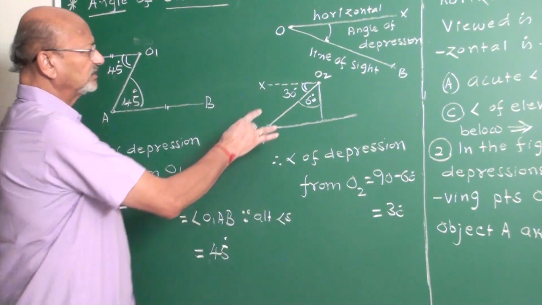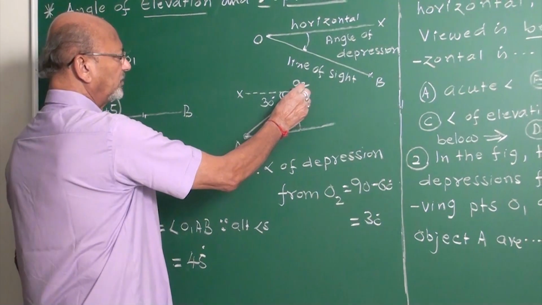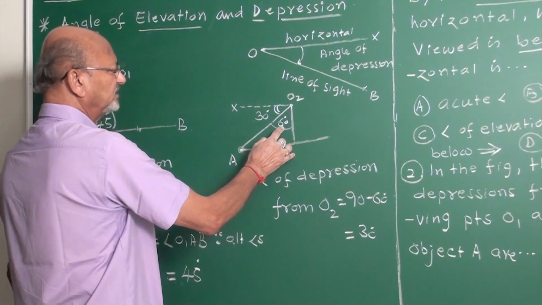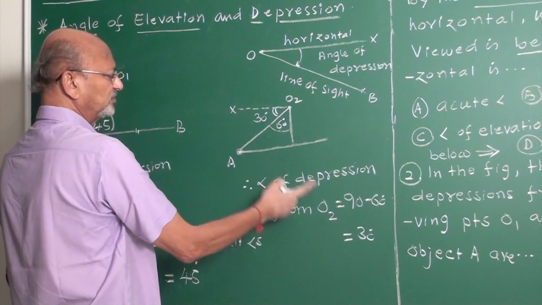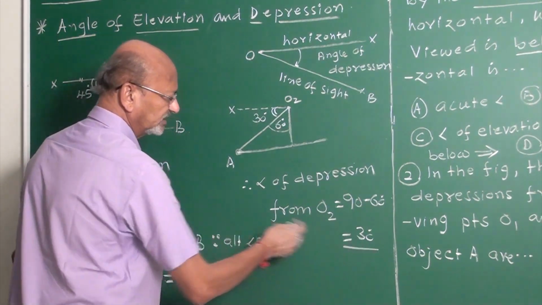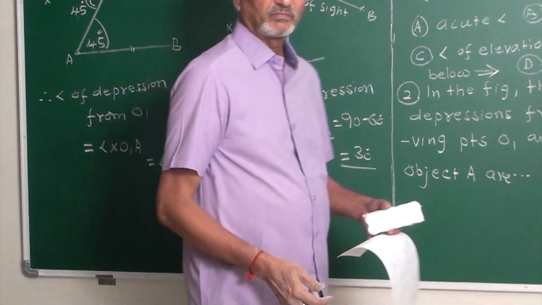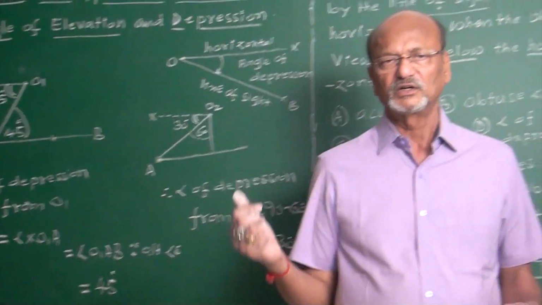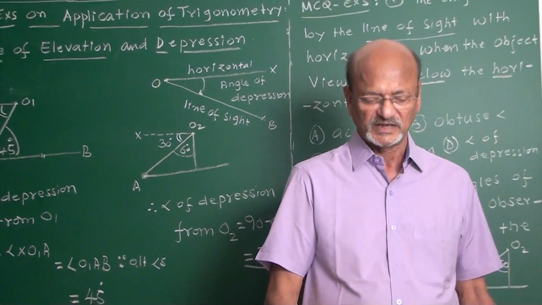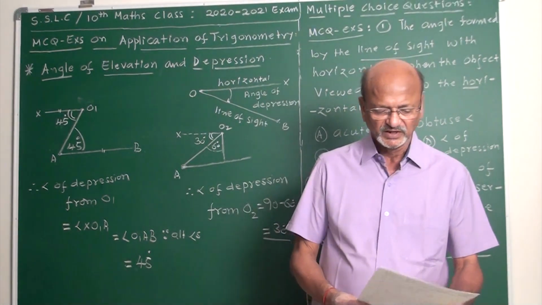But in this case, what? The sum is 90 degrees because it is perpendicular here, and it is even 60. 90 minus 60 is what? 30 degrees. Yes, my friend. I hope you understood. Then I will do another 2-3 examples.